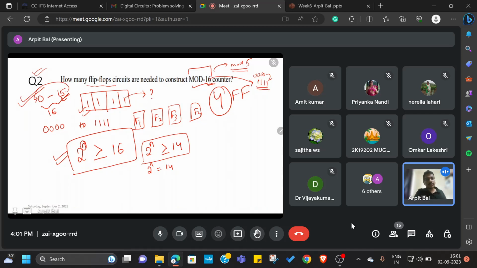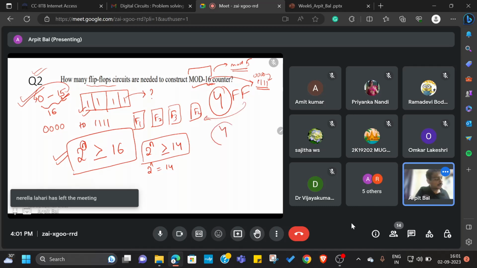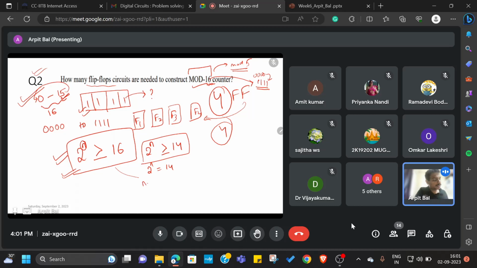Because we need 4 bits, we will need 4 flip-flops to store those 4 bits. So the answer to this question is 4. Similarly, we can also use this particular formula to arrive at the lowest n that satisfies this condition. So the lowest n was 4. And this is another example that I was giving. Suppose it says mod 14 count, then you need to solve this particular equation and arrive at the lowest integer value of n that is going to tell you how many flip-flops are needed.